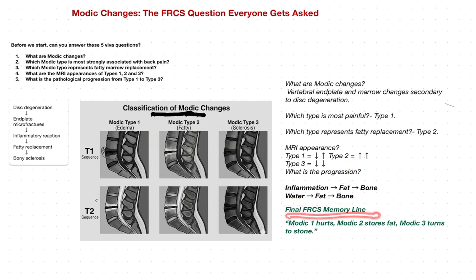So the final FRCS memory line is: Modic type 1 hurts, because of inflammation; 2 stores fat; and 3 turns to stone.